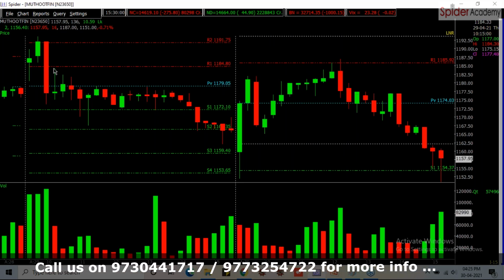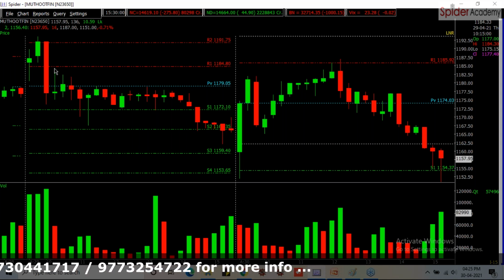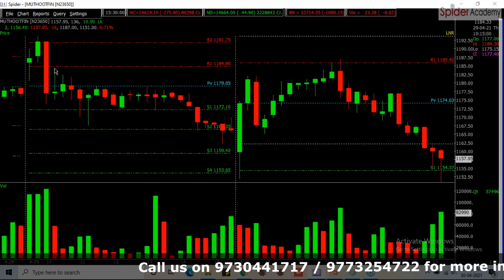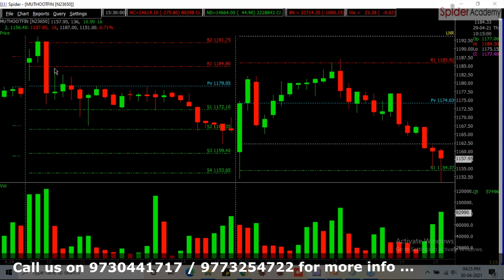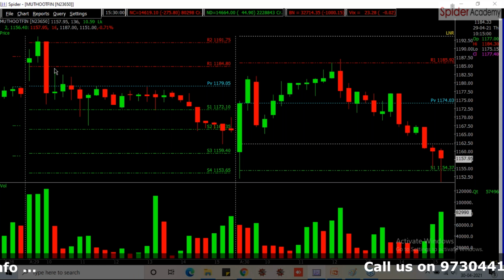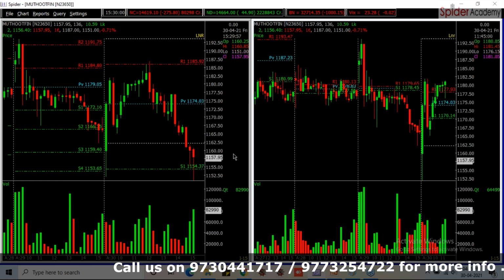Okay, if you're taking a stop loss of 1184, which means you are taking roughly around 7 to 8 rupees as a stop loss, so you go for a first target of 7 to 8 rupees. Once that particular target is achieved, bring your stop loss to those levels, and then if the price is moving in your direction only, go for a 1:2 ratio target. Okay, so this was for Muthoot Finance.